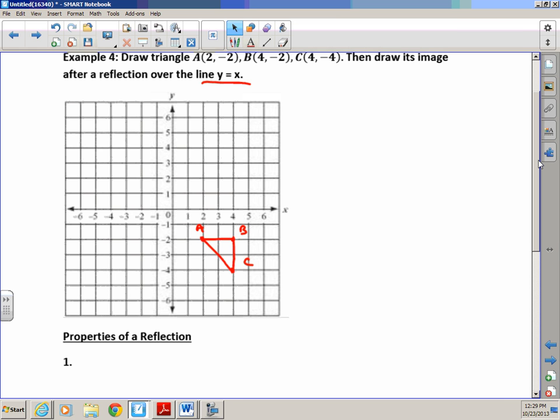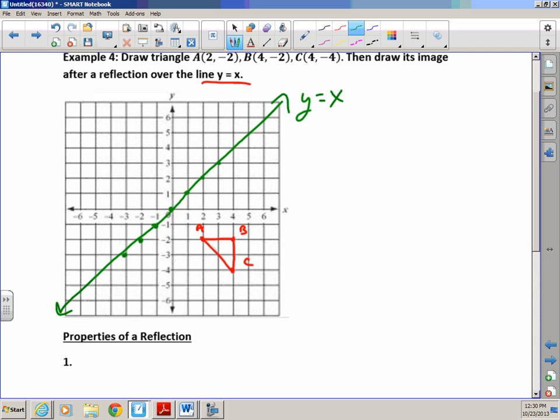Now, right now, you're probably saying, what in the world is that line? Well, y equals x means where is every y coordinate equal to the x coordinate? Well, how about (0, 0), (1, 1), (2, 2), (3, 3), (-1, -1), (-2, -2), (-3, -3). So it is this diagonal line. That is the line y equals x.